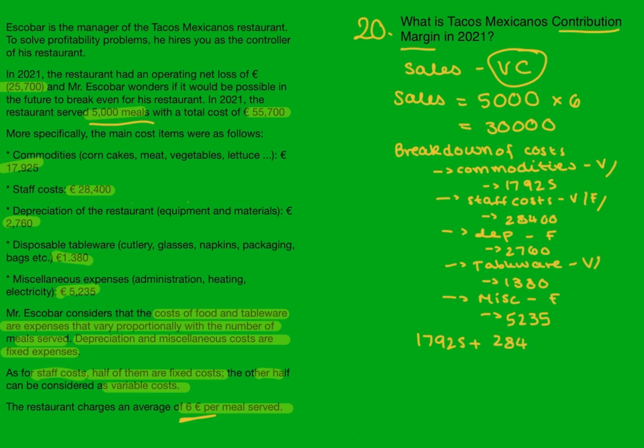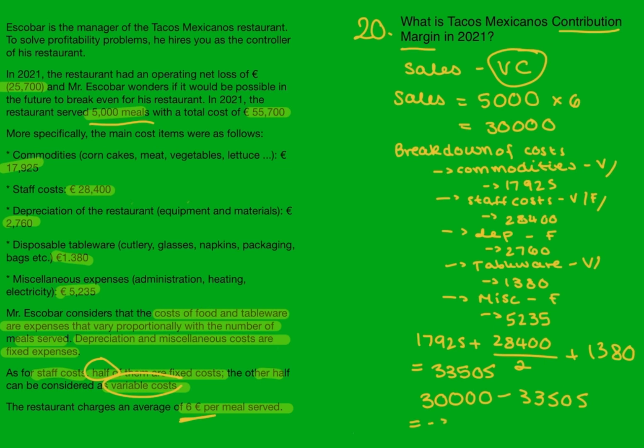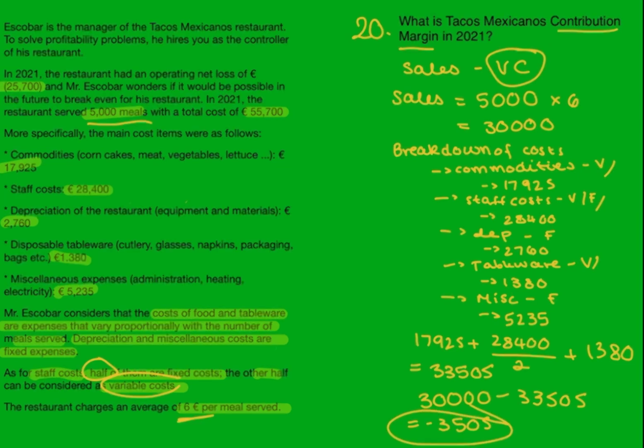So now we take the variable costs. So the staff costs, which we divide by 2 because half of it is a variable cost, plus our commodities, plus our tableware, which all should equal 33,505. And because we have our sales and our variable costs, we do 30,000 minus 33,505, which is equal to negative 3,505.